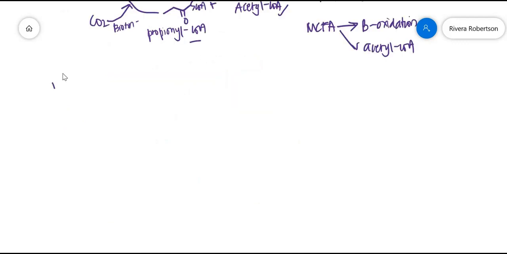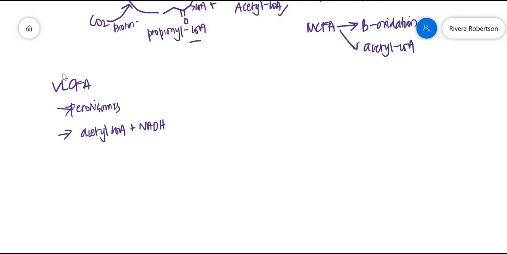Now, what about your very long chain fatty acids? How are they oxidized? Kung yung kanina, lahat ng nabanggit natin, it happens in the mitochondrial matrix. The oxidation of very long chain fatty acids happen exclusively in the peroxisomes. Now, the reactions that happen in the peroxisomes are pretty much the same with that which happen in the mitochondria, in a sense that it generates acetyl-CoA and NADH.